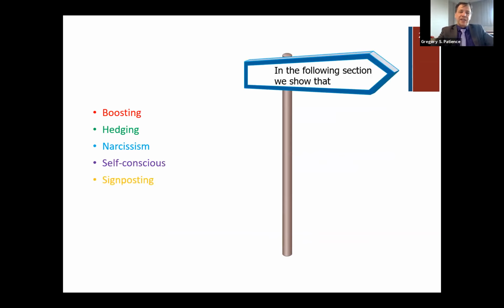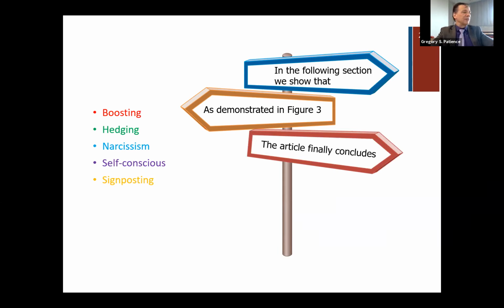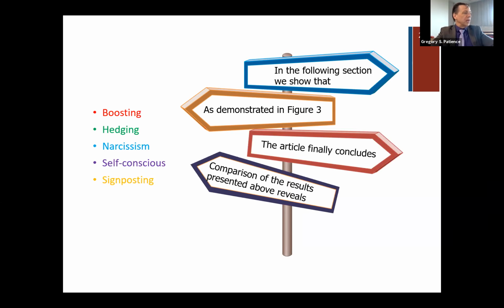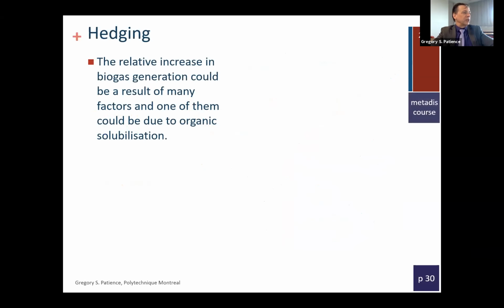And then signposting is something that we often do. It's great in presentations, but in an article of 5 pages, it's 5 pages. You don't need to signpost. In the following section, we show that, as demonstrated in figure 3. For this, we would just use a parenthetical. The article finally concludes. Well, obviously, that's where you look for the conclusions. Comparisons of the results presented above reveals. Again, tell us what the comparison was rather than where that comparison is. In summary, this paper introduced. Again, extra words for not much contribution and knowledge.